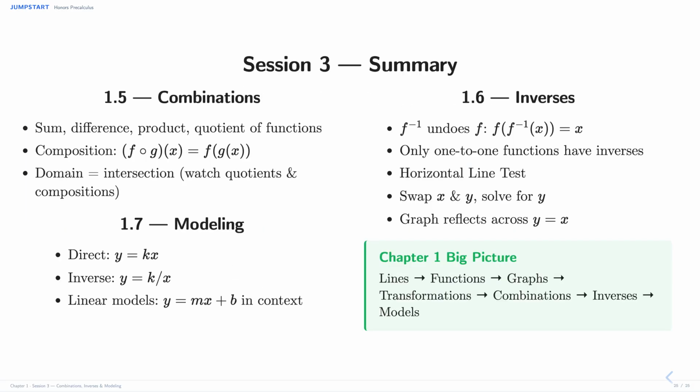In summary, we covered several key topics today. In Section 1.5, we learned about combining functions through sum, difference, product, quotient, and composition, along with the importance of domain. In Section 1.6, we explored inverse functions, including the horizontal line test and how to find inverses. Finally, in Section 1.7, we discussed direct and inverse variation and how to create linear models. This concludes Chapter 1, and in our next session, we will begin Chapter 2, focusing on polynomial and rational functions. Be sure to review the problems assigned.